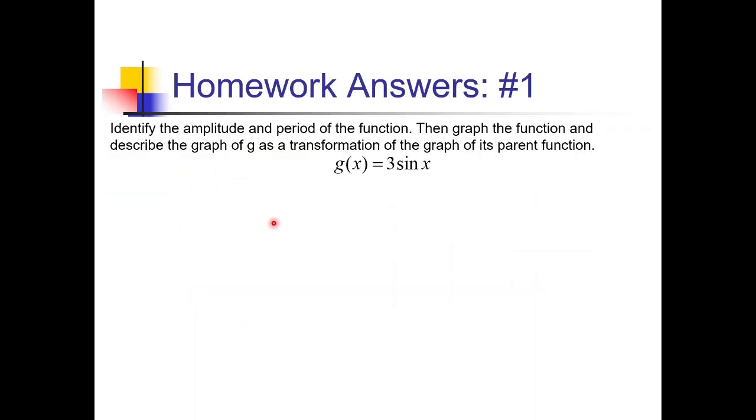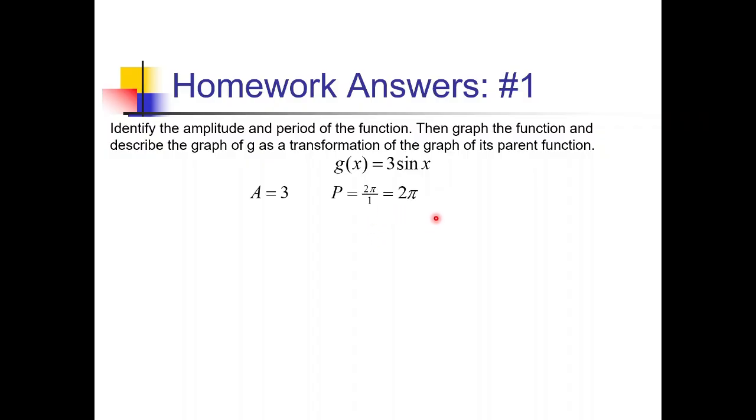On this problem, they want us to identify the amplitude and period and then graph this function here. So for the amplitude, that's going to be this 3 out in front of the function. For the period, we're going to have 2 pi divided by the b value. Now we have an invisible b value of 1 right here. So 2 pi over 1 gives us 2 pi.